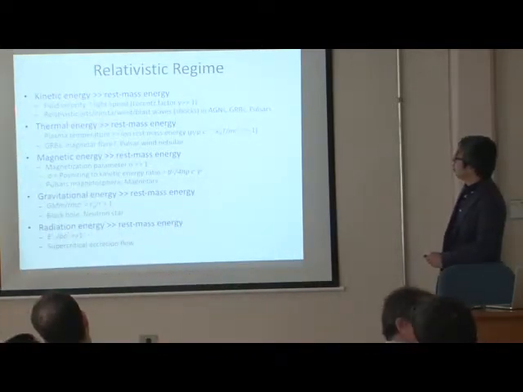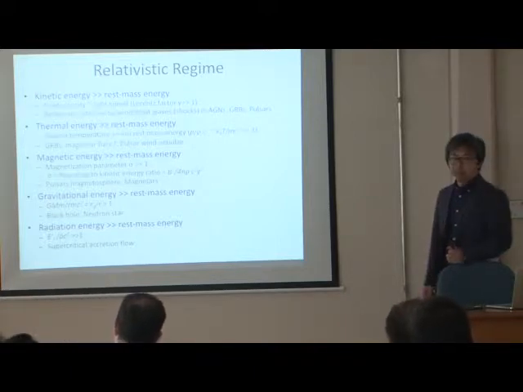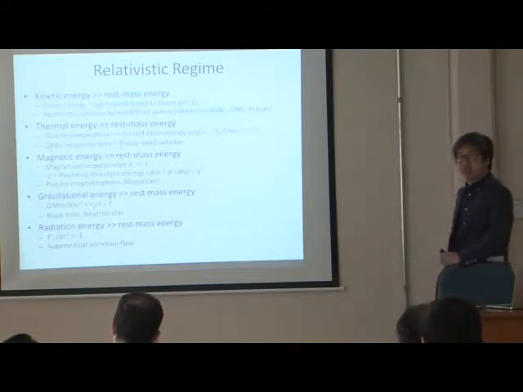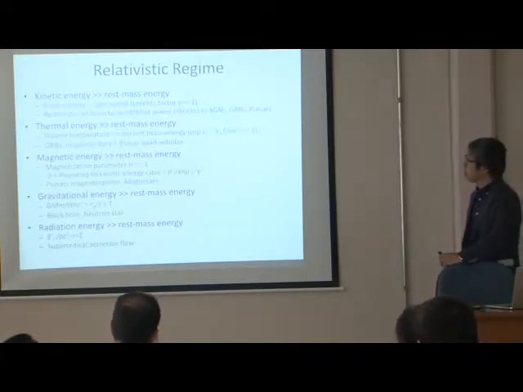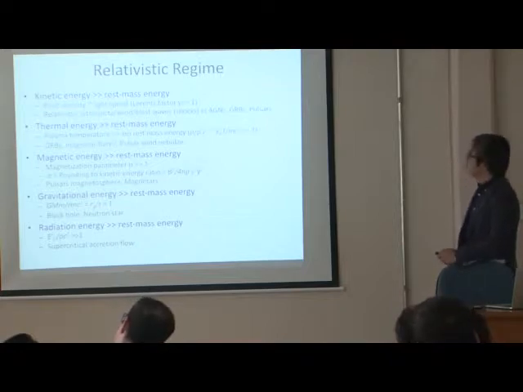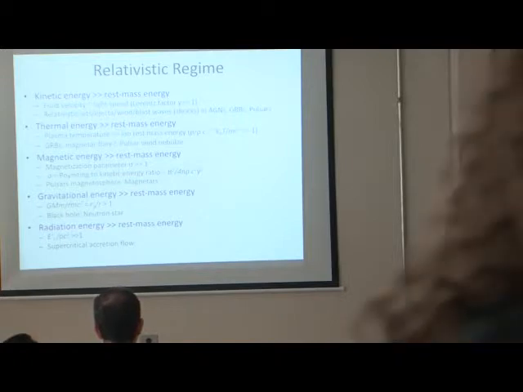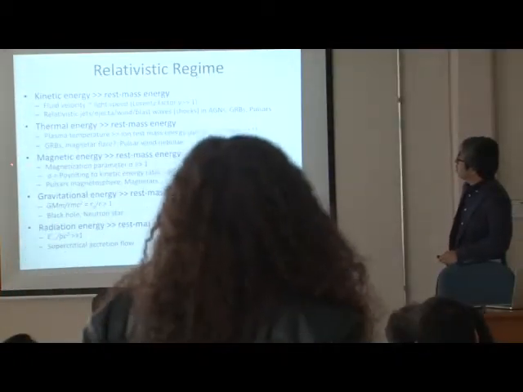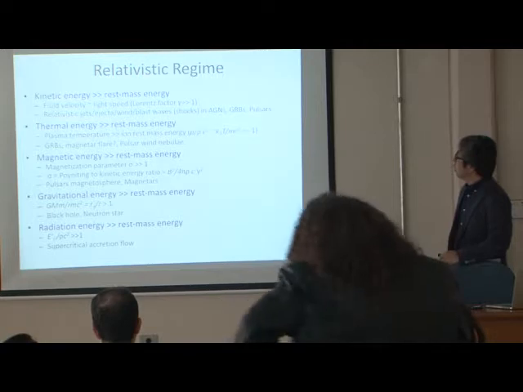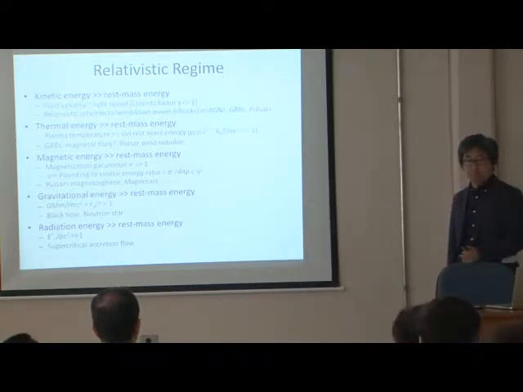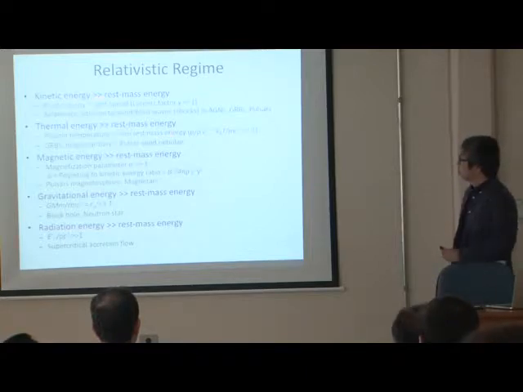So the first one is when the kinetic energy is much larger than the rest mass energy. This is the most typical relativistic system. For example, the fluid velocity is near the speed of light, so usually the Lorentz factor is much larger than one. In astrophysics, relativistic jets, ejecta, winds, blast waves, and shock waves, and in AGN, gamma ray bursts or pulsars, are related to this situation.